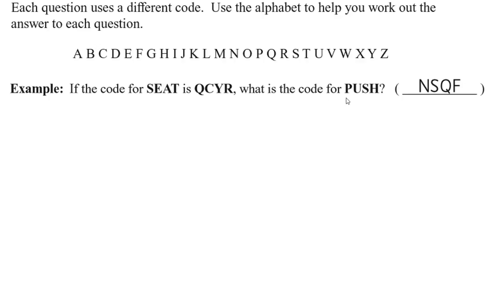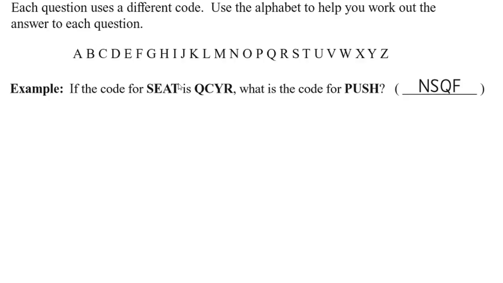They are asking you now to find the chord for the word push. In other words, if I don't want to say the word sit, what can I say? I can say QCYR. If I don't want to say the word push, I can say NSQF. So we want to learn how they found out this NSQF. That's what we want to do now.